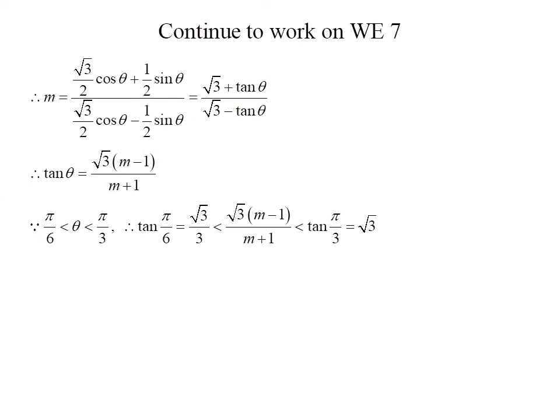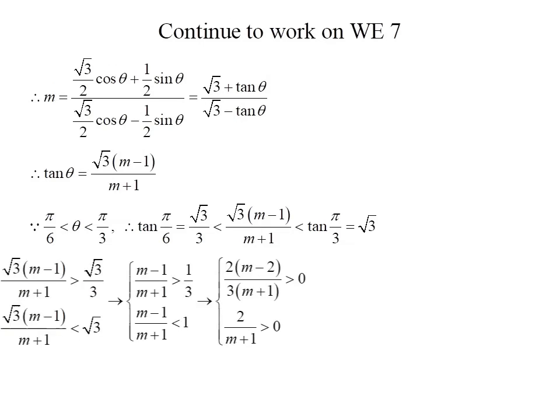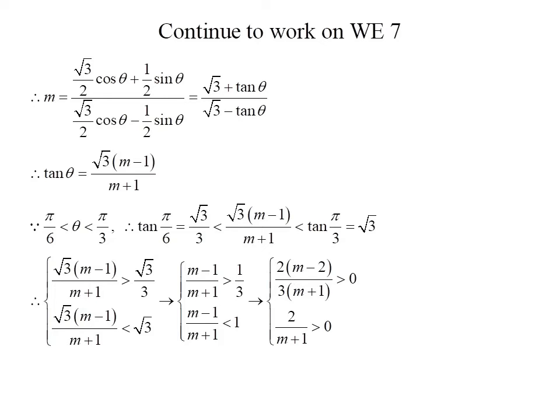Since the angle theta is between pi over 6 and pi over 3, square root 3 times the result of m minus 1 over the sum of m and 1 is between square root 3 over 3 and square root 3. After solving the simultaneous inequalities, the value range of m is obtained, which is greater than 2.